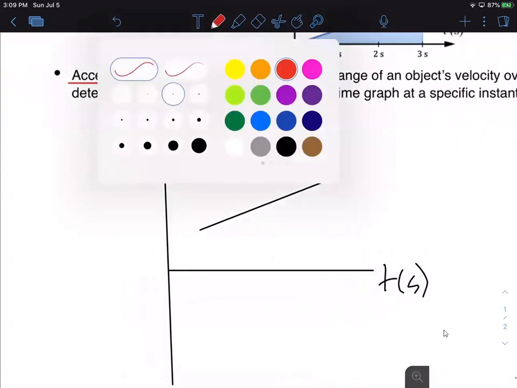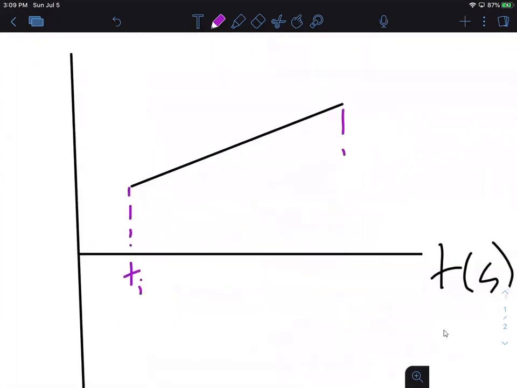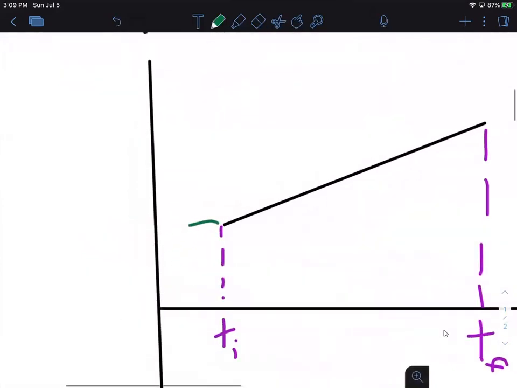So let's label some variables on this graph. Let's start with the ending point and the starting point. Here I'm starting at some initial time, which I'll label as Ti for the initial time, ending at some final time, Tf for final. This object has some initial velocity, which I'll call Vi, and some final velocity, which we'll call Vf.